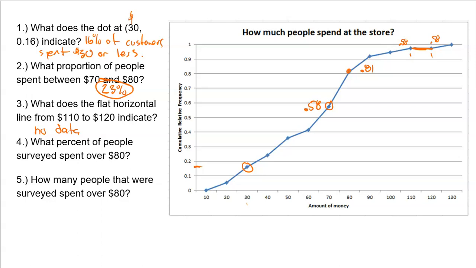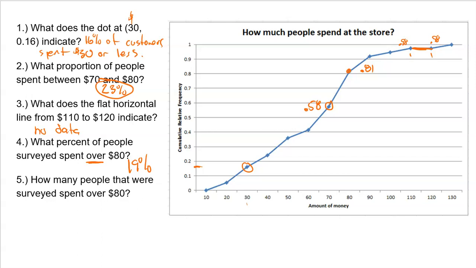What percent of people spent over $80? Now remember, percentiles are under, but we could always find the over if we just use our brains for a hot second. At 80, we found that was the 81st percentile. So that means 81% of people spent 80 or less. Well, that means 19% of people spent over $80.